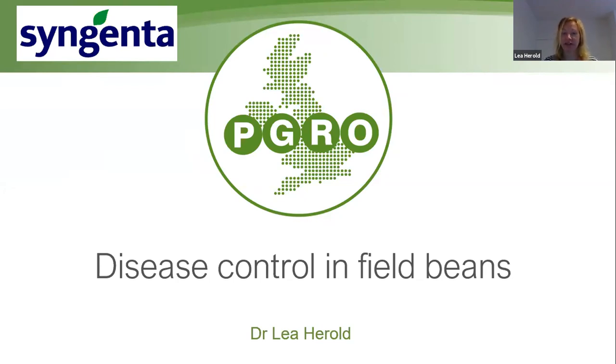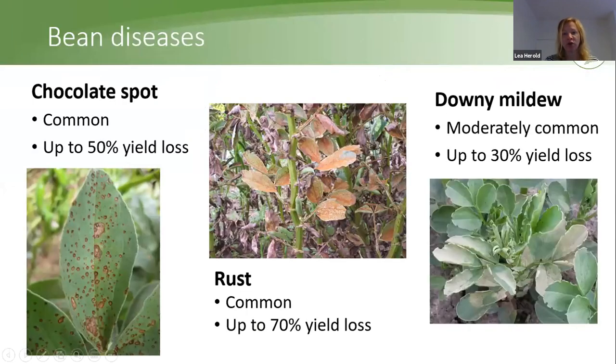I will start today's presentations by giving you an overview about the most common diseases in field beans, their risk factors, and potential ways to control them. One of the most common diseases in field beans is chocolate spot. Chocolate spot is characterized by small chocolate-colored lesions that appear on the surface of the leaf, and under severe cases, it can lead to up to 50% yield loss.